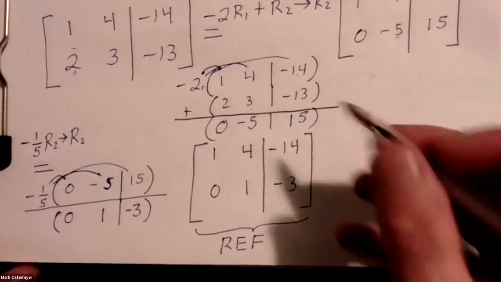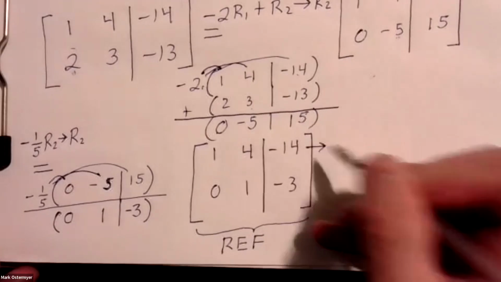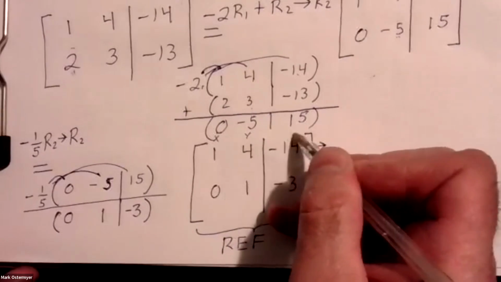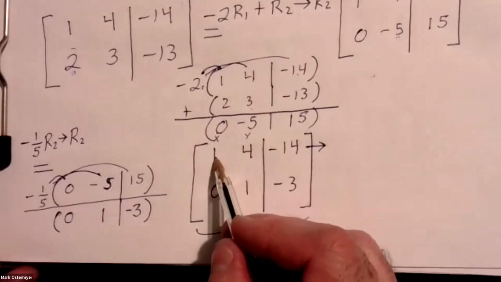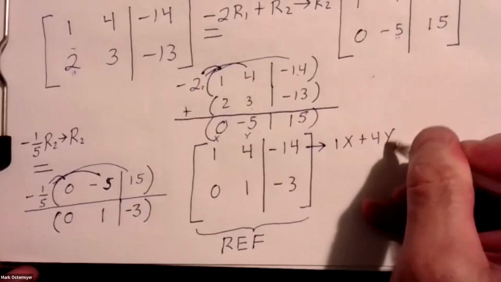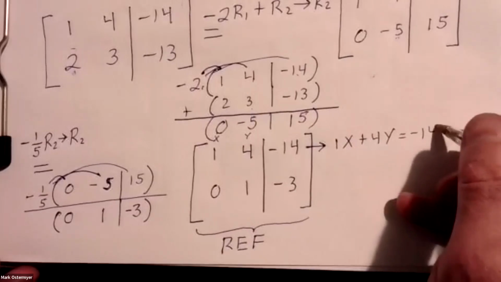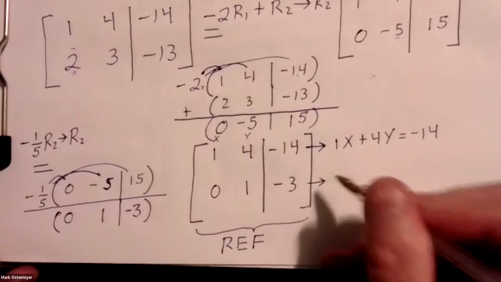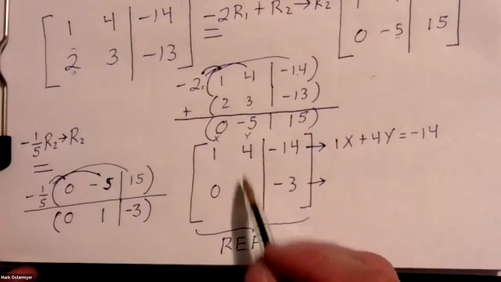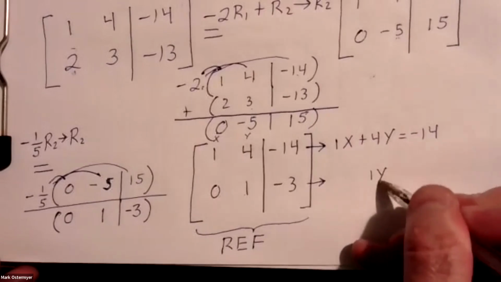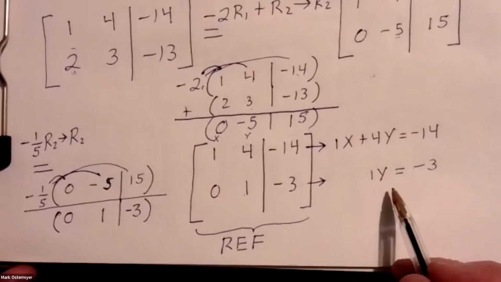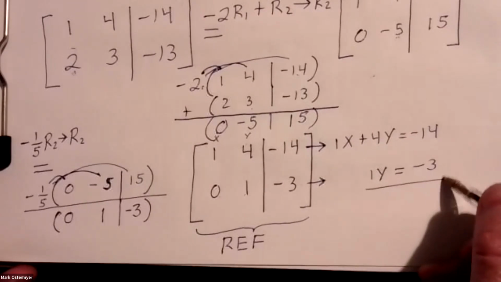Now, all we have to do to recover our ordered pair solution coordinates is to use back substitution. The first row gives me what equation? This is like your x column, your y column, and your right-hand side constant. So the first row generates the equation 1x plus 4y equal to -14. That's the first equation. The second row generates the second equation, which is to say 0x plus 1y, so we got 1y equals -3. Guess what? We have the y coordinate of our ordered pair solution. It's -3.